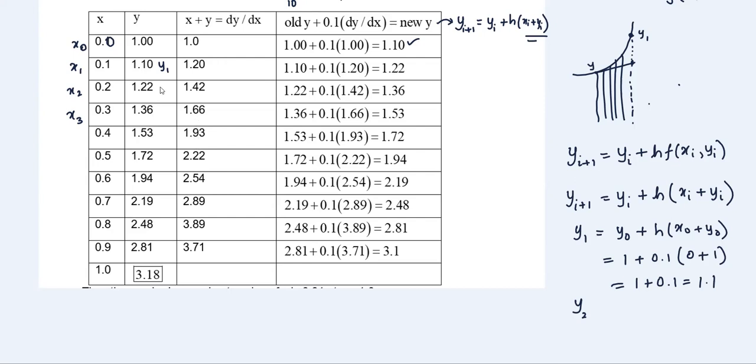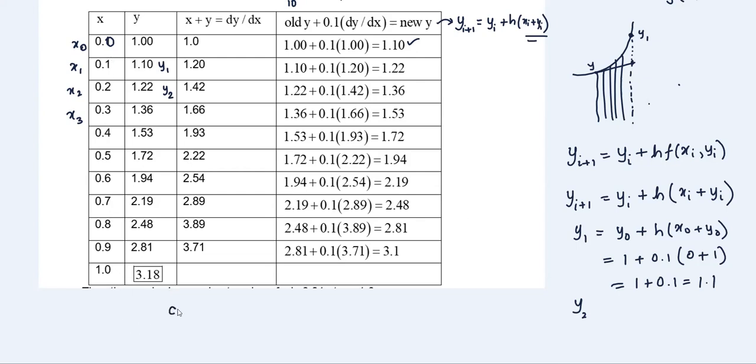So the same step is repeated now. This 1.22 is your y2. Now x2 plus y2 is 1.42. The next step is y2 plus h times (x plus y), that gives 1.36. So like that, if we calculate, when you reach 1, you get 3.18. This is the answer. So the approximate value is 3.18, if we go 10 steps like this.